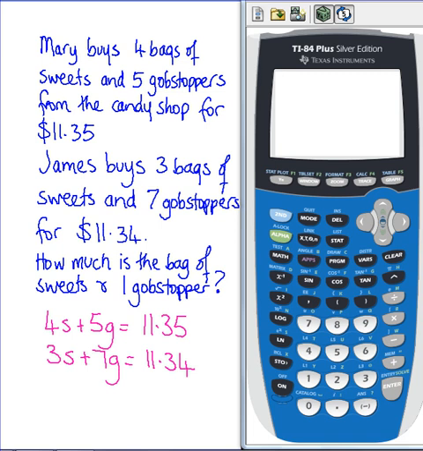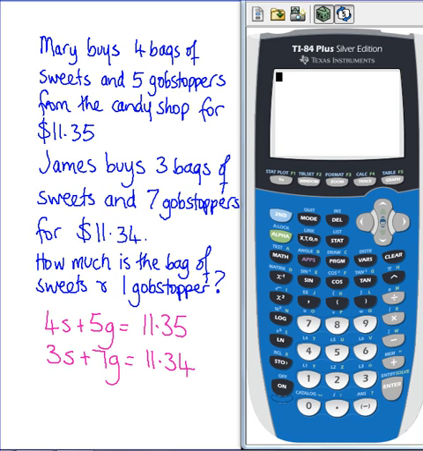Okay, this is a pretty typical question that you'll find in studies exams. It's simultaneous equations or systems of equations, and I've made this up so that we can work with something. Mary buys 4 bags of sweets and 5 gobstoppers from the candy shop for $11.35. James buys 3 bags of sweets and 7 gobstoppers, and it costs him $11.34. So the question will ask you how much 1 bag of sweets is and how much for 1 gobstopper.